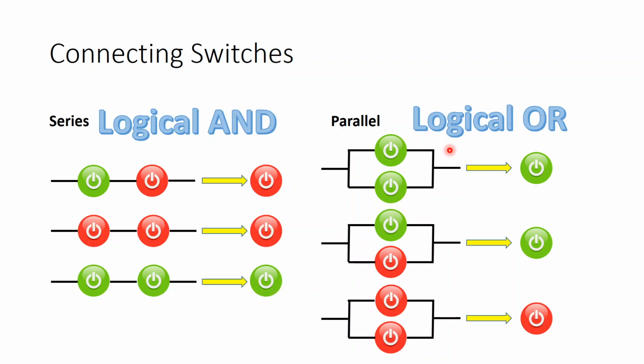In OR logic, what is logical OR? If either A or B is true, then the entire thing is true. That is logical OR. So here you can see this parallel sort of connection is like a logical OR, because if any one of these switches is true or on, then the entire thing is true or on. So in that manner you can understand that this is logical AND and this is logical OR.